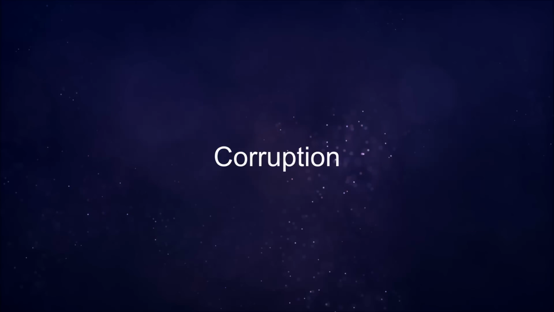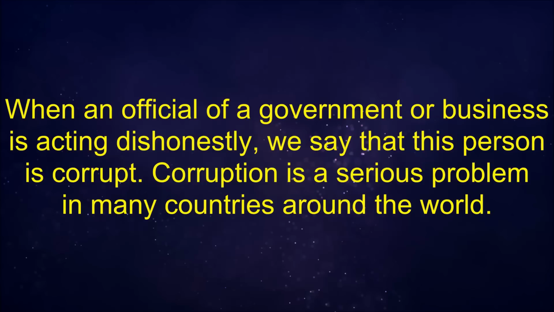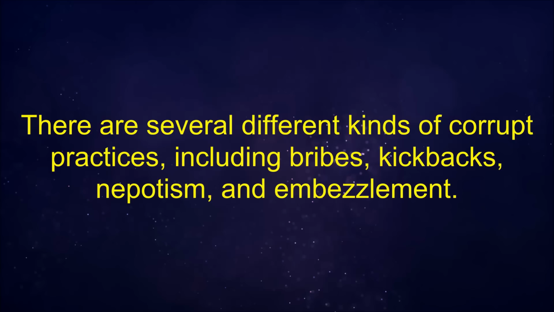Corruption. When an official of a government or business is acting dishonestly, we say that this person is corrupt. Corruption is a serious problem in many countries around the world. There are several different kinds of corrupt practices, including bribes, kickbacks, nepotism, and embezzlement.